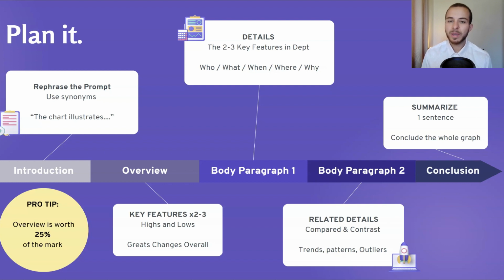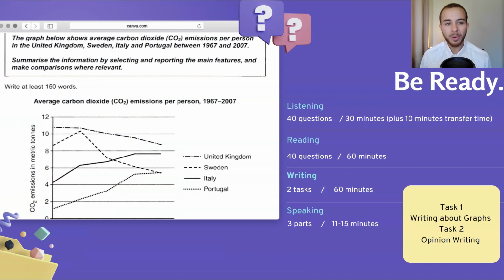So which countries decreased? When did they decrease? Where, that's which countries. Where are they? But can we answer why? In this graph, no, we don't know. We don't know why they decreased over the few decades. And so we cannot assume why they decreased.